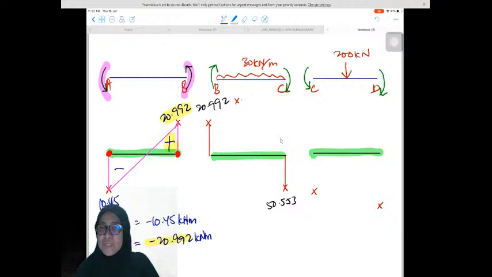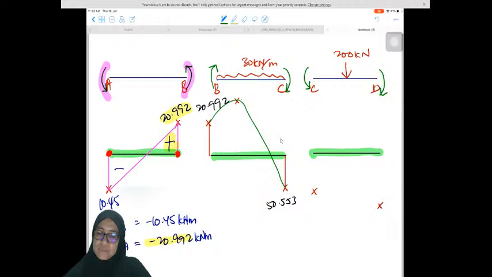Okay, so what we need to do here, since BC has UDL, so for the bending moment diagram, we must draw a curve line. So we have to draw that. Okay, we draw the curve like this, a curve line. Draw it as smooth as you can. Okay, so this is the bending moment diagram for member BC.